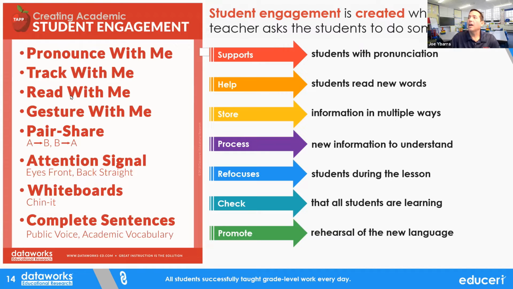All right, Sherry, what are the differences between the 3? Okay, pronounce with me is when you're choosing specific words to pronounce correctly. Track with me is when you're getting the class to follow along and not reading themselves, but following along with the words. And read with me is when you're reading all together. Beautiful, very nicely done. That's a very succinct explanation of the differences between the 3. And it looks something like this.